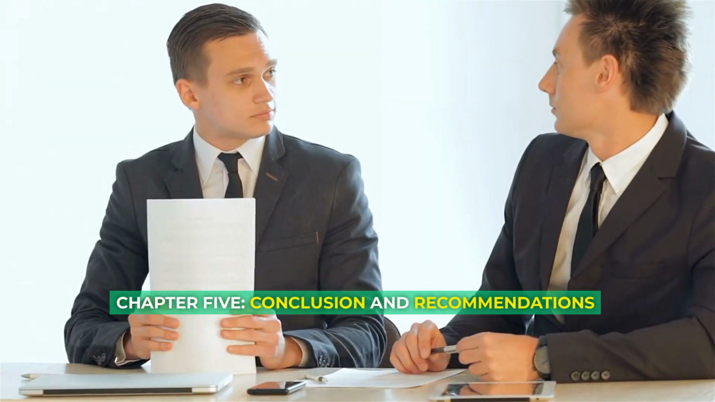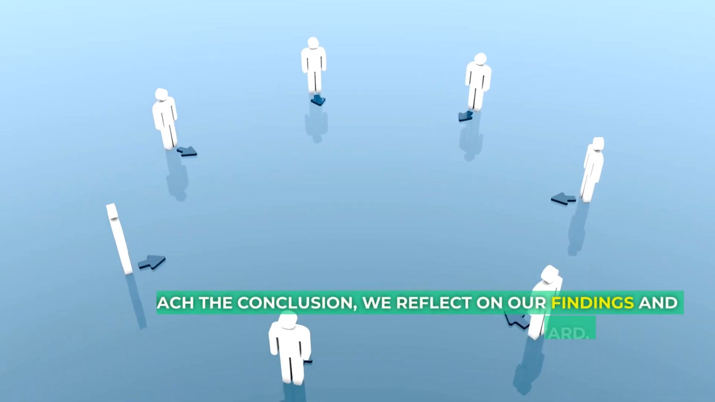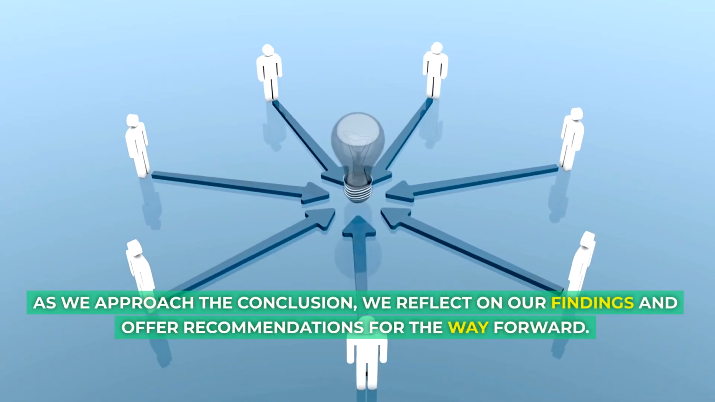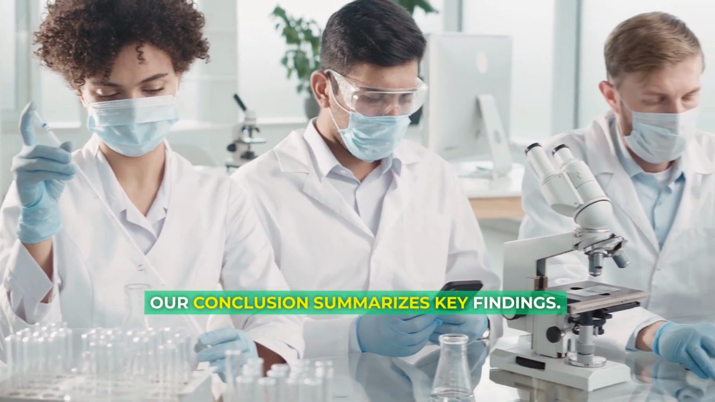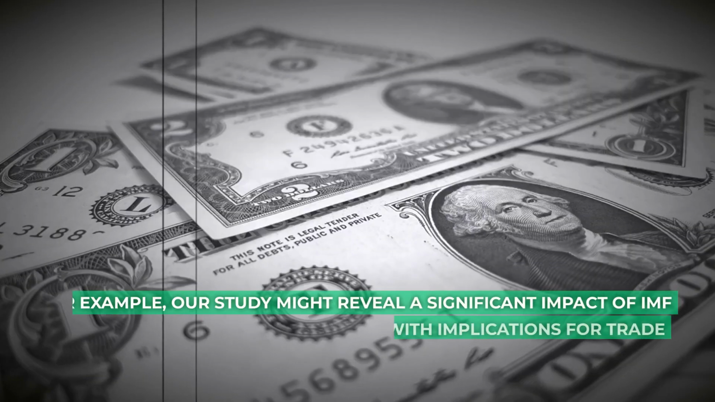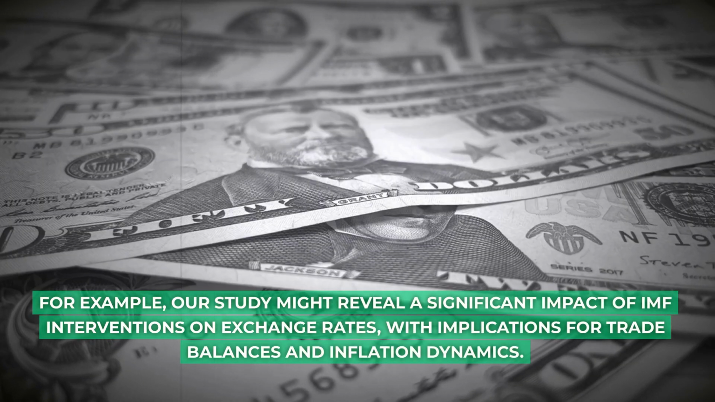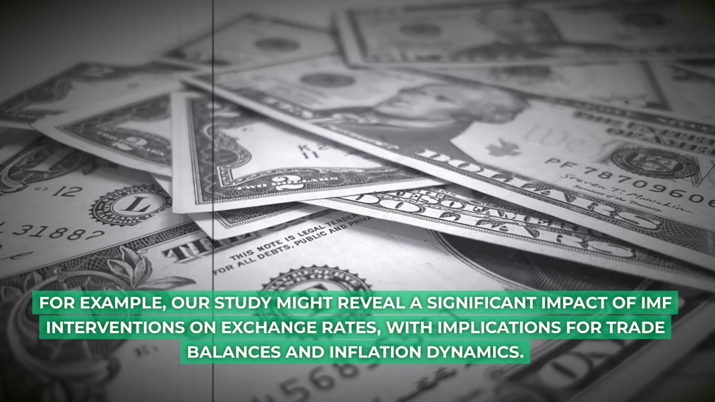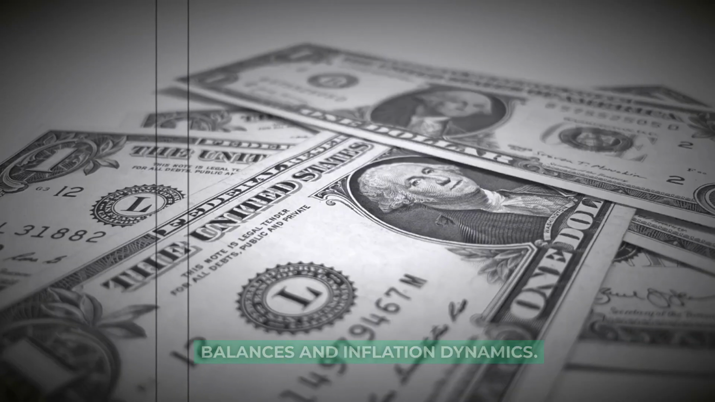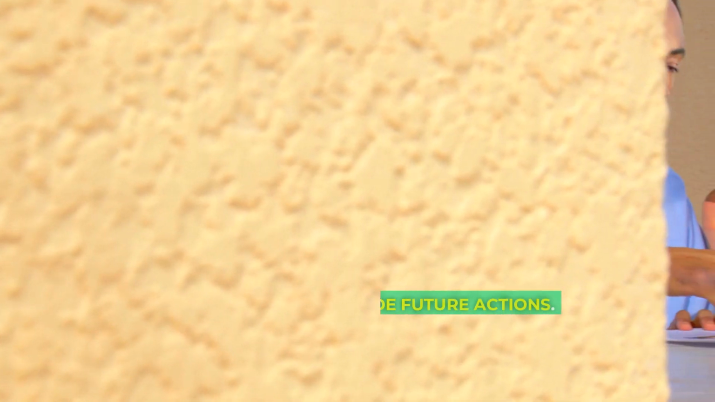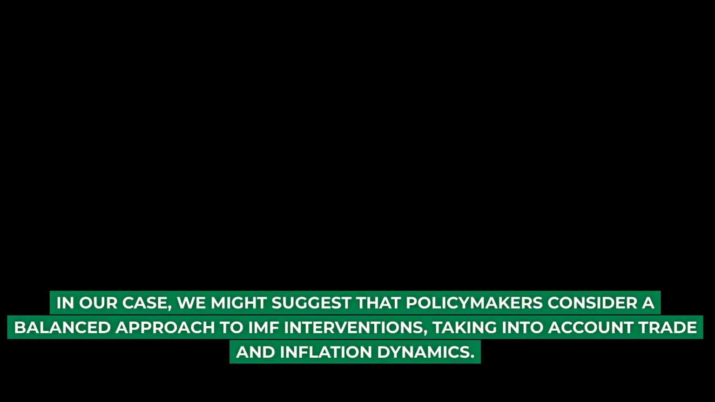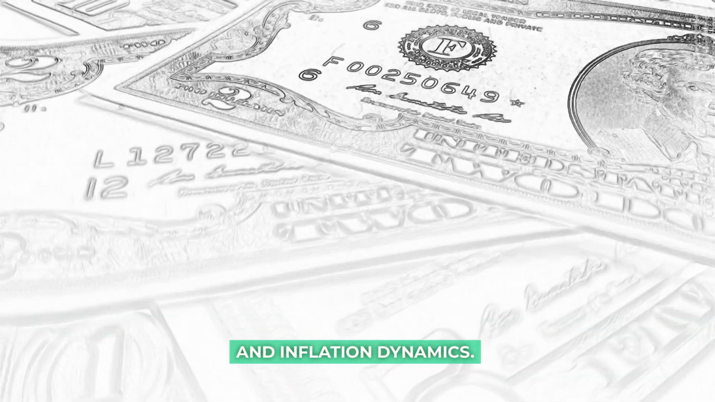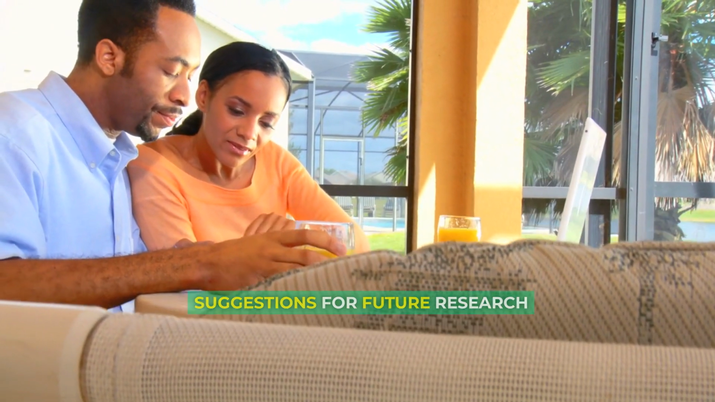Chapter 5, Conclusion and Recommendations. As we approach the conclusion, we reflect on our findings and offer recommendations for the way forward. Conclusion. Our conclusion summarizes key findings. For example, our study might reveal a significant impact of IMF interventions on exchange rates, with implications for trade balances and inflation dynamics. Recommendations. Recommendations guide future actions. In our case, we might suggest that policymakers consider a balanced approach to IMF interventions, taking into account trade and inflation dynamics.